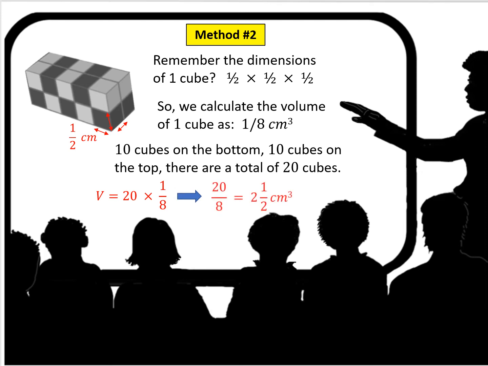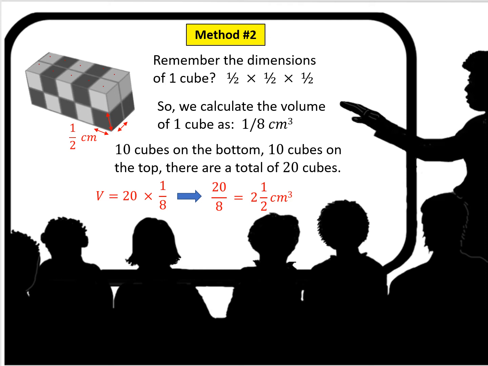Well, how many cubes do we have? Well, we have 5 times 2 on the bottom, times 2 for the height, so that gives us 20 total cubes. 1, 2, 3, 4, 5, 6, 7, 8, 9, 10 on the top, and 10 on the bottom. So the volume is going to equal 20 times the volume of one cube, which as we recall is 1/8 centimeter cubed, and we end up with 20 over 8, which is the same as 2.5 centimeters cubed.